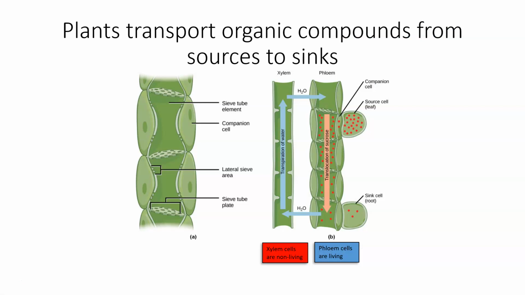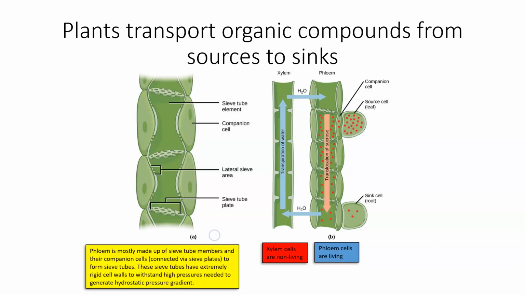Let's go. So, plants transport organic compounds from sources to sinks. When I say source, that sounds like the beginning or the origin, and sink ultimately the final destination. So this is how plants transport organic compounds, being glucose and some of those other organic products of photosynthesis, from where they are produced to ultimately where they are stored. Sources are where things are produced, and sinks are where they are stored.